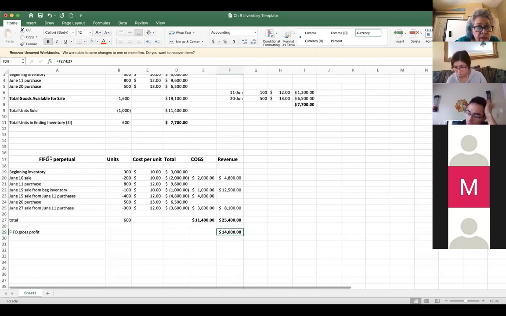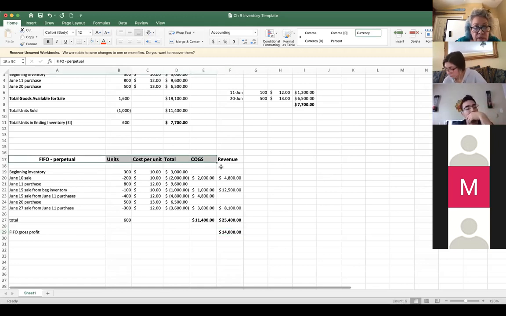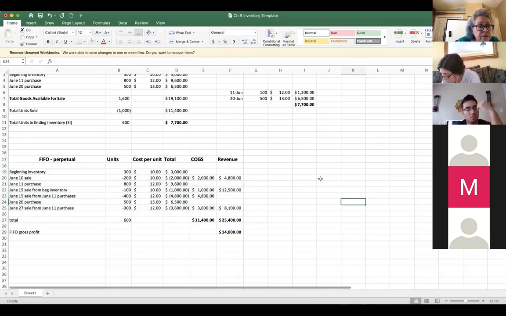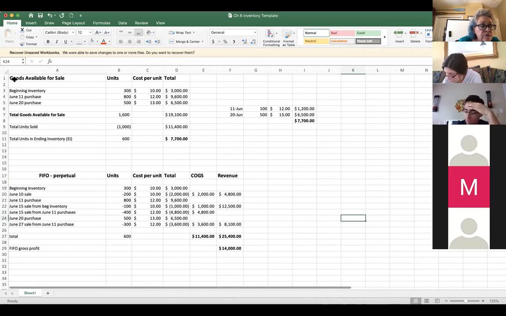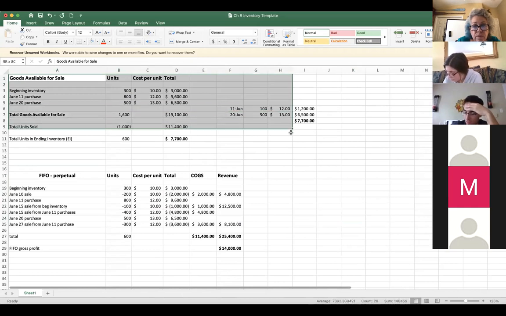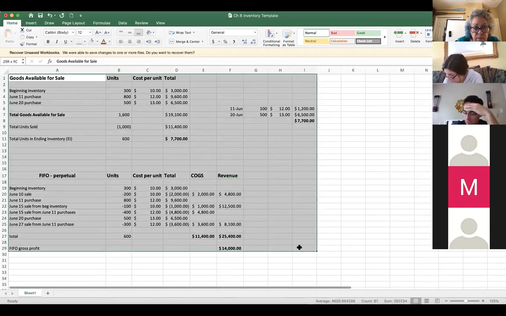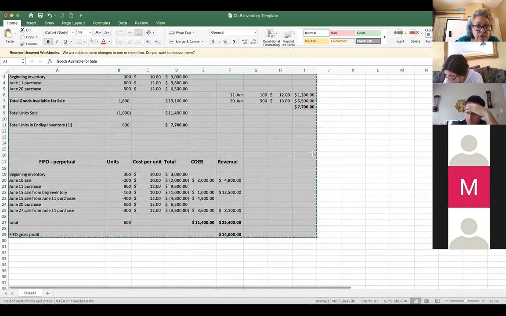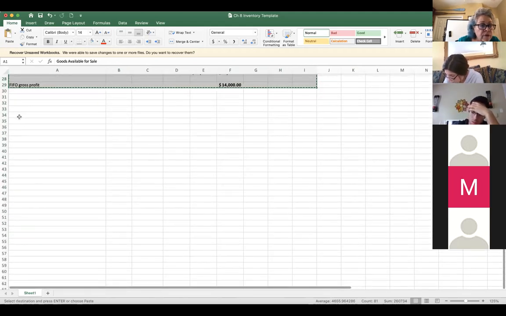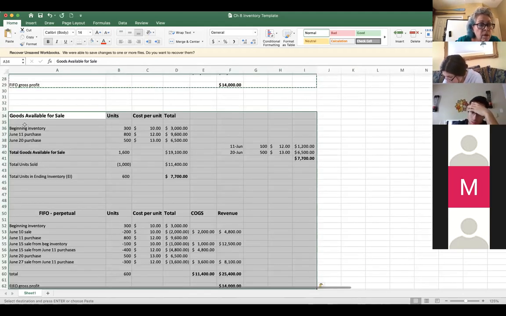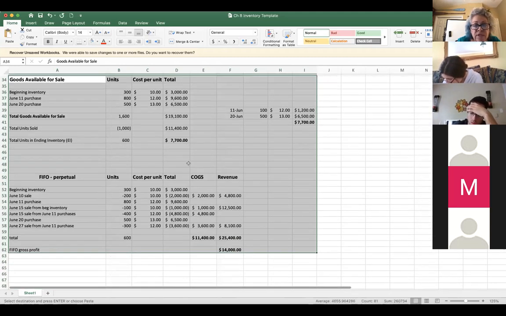Now, just to make things a little easier, I'm just going to copy this down so that we don't have to keep going back and forth. My goods available for sale.